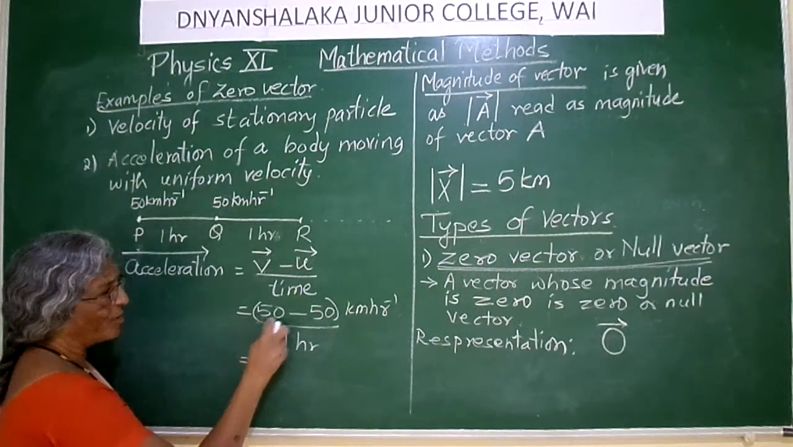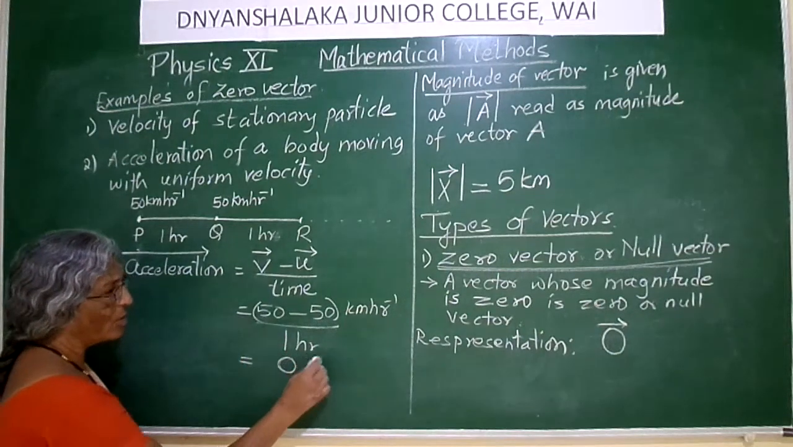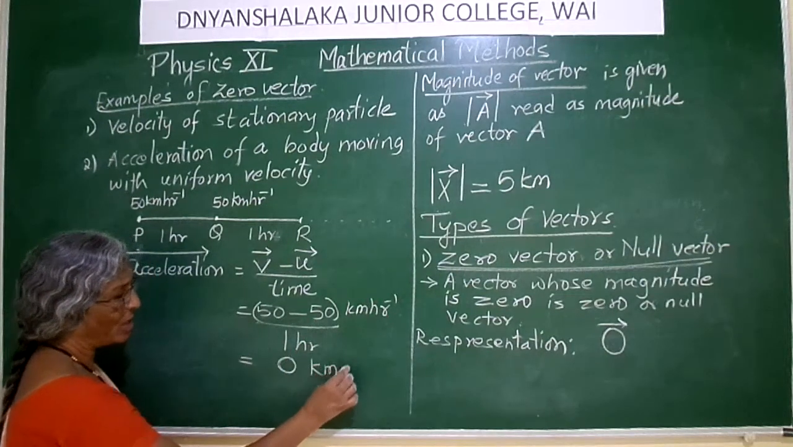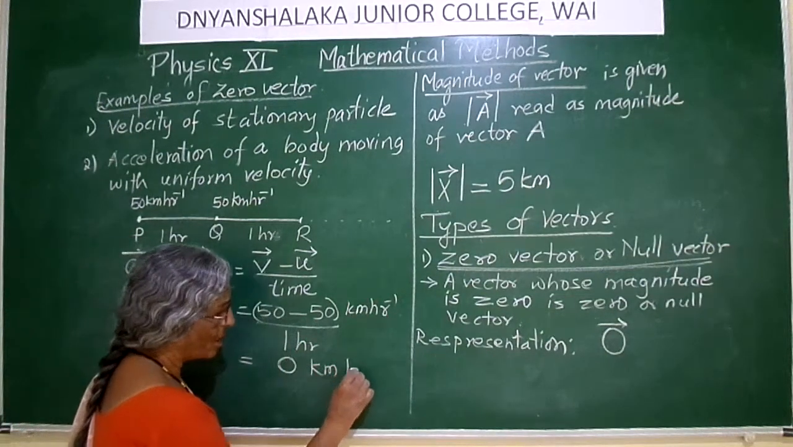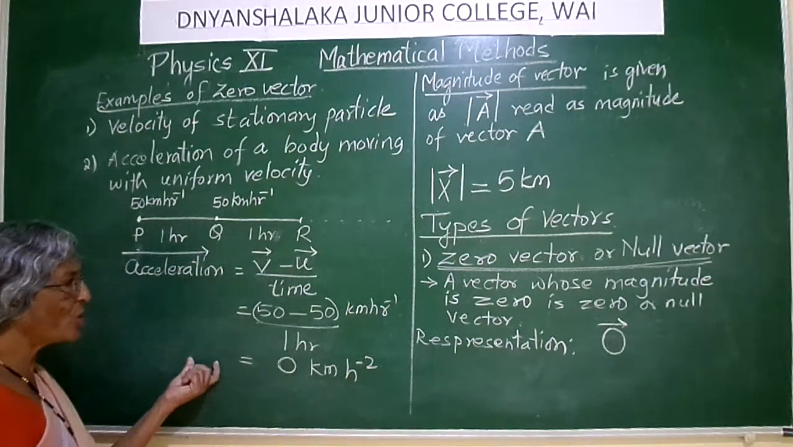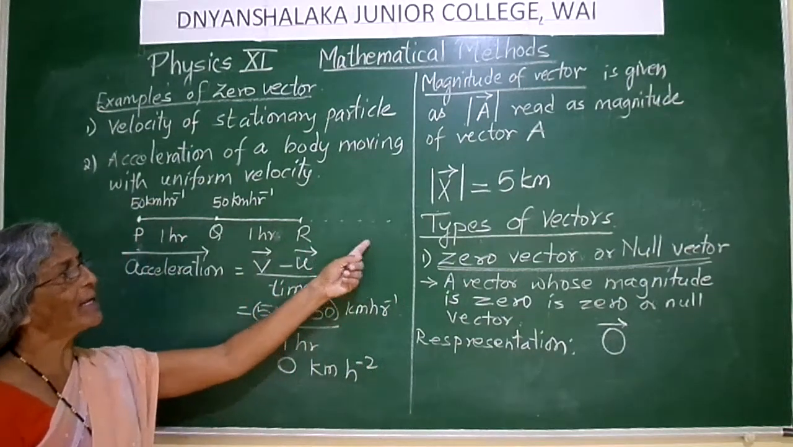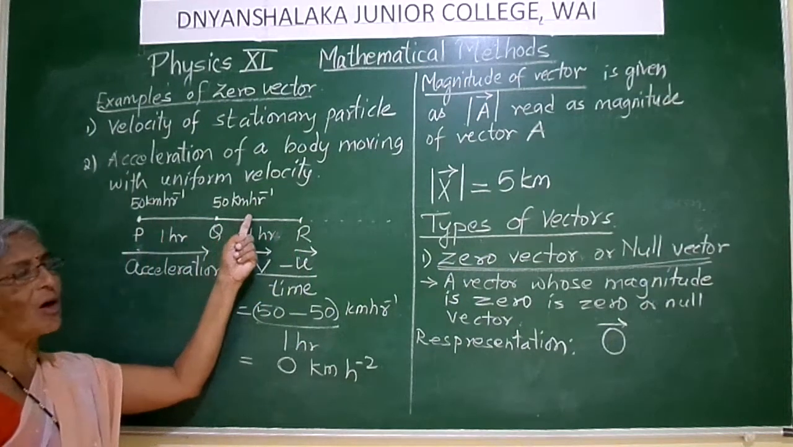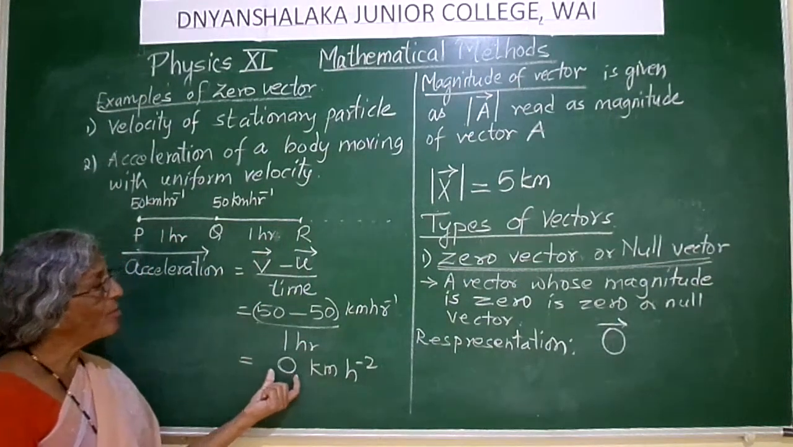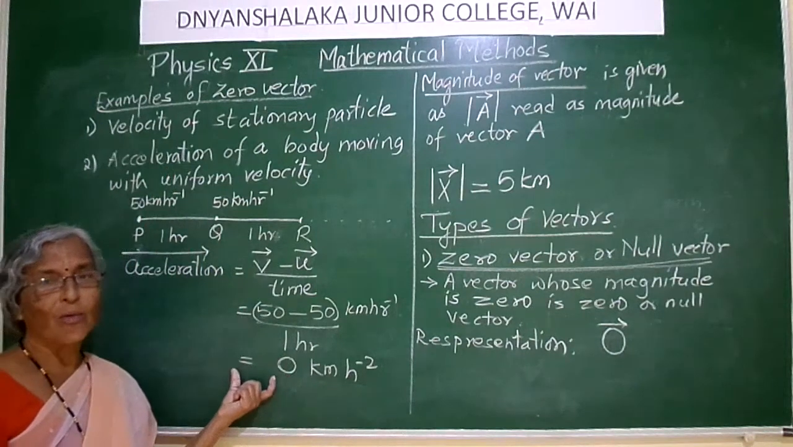So what do you get? 50 minus 50, कितना हो जाता है? 0. So what is the magnitude? The units will get cancelled. So magnitude of acceleration is 0 kilometer per hour squared. So acceleration of your bike which is moving in the same direction with constant velocity becomes 0. So here we have this acceleration as a 0 vector.